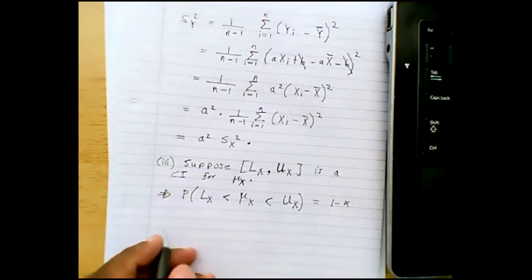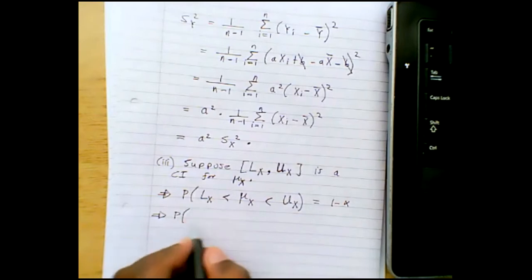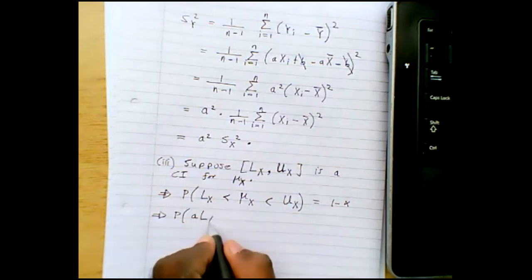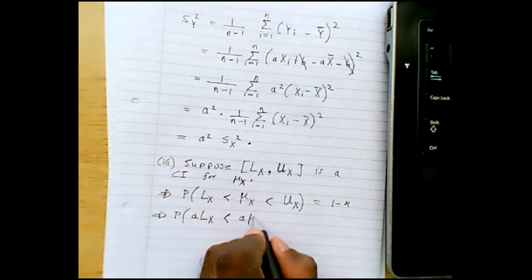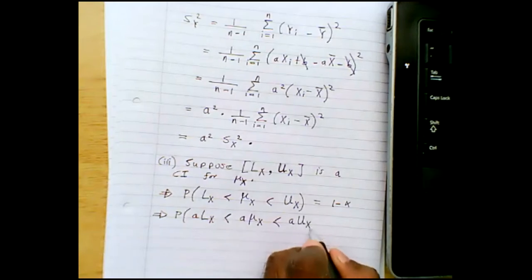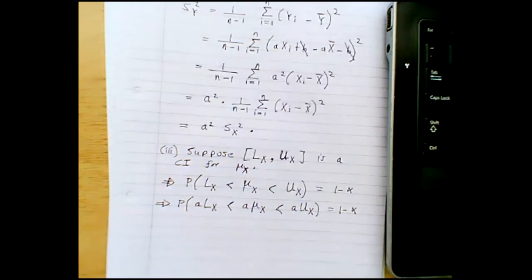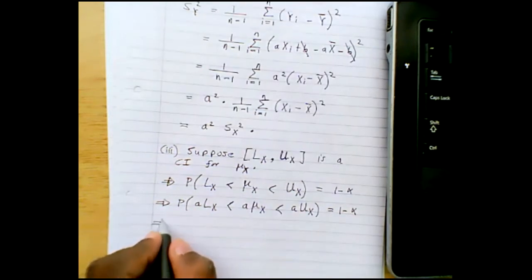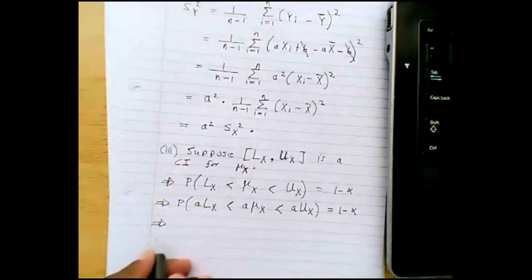Okay. Now from this statement, what I'm going to do is multiply everything within the probability by a. Remember, a is a positive constant, so I don't need to change the sign. And the next thing I'm going to do is add the constant b to each of these terms.